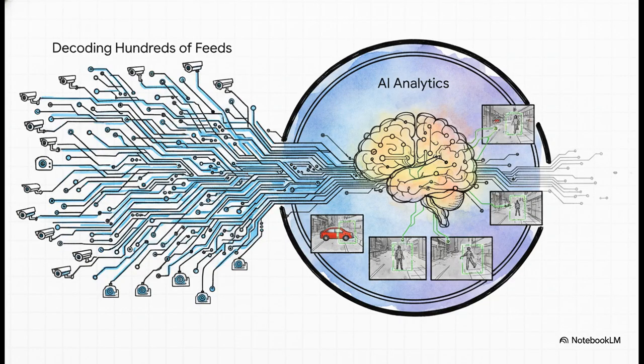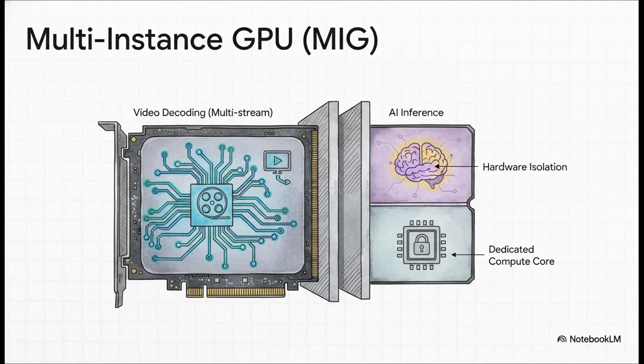Last but not least, let's talk about modern surveillance. This one's really interesting because it's a two-headed monster. You've got this massive job of decoding, say, dozens or even hundreds of camera feeds all at once. But at the exact same time, you need to be running AI on those feeds to look for people, cars, or anything unusual.